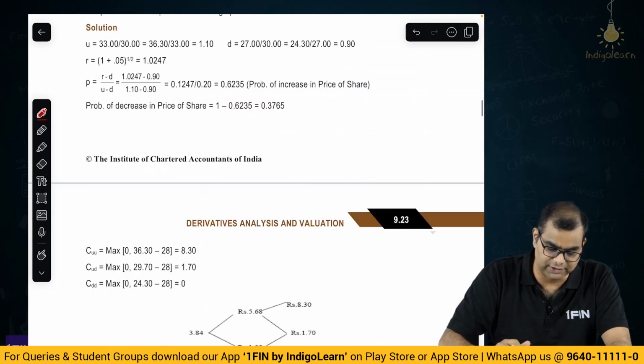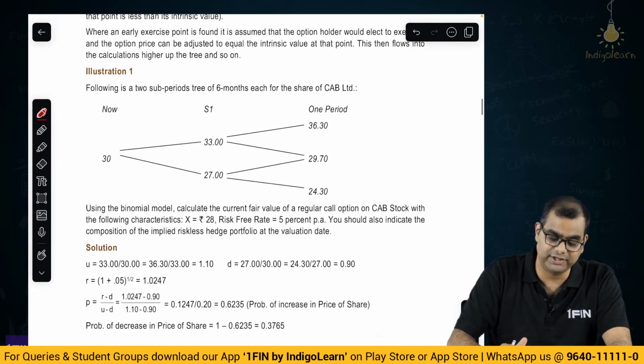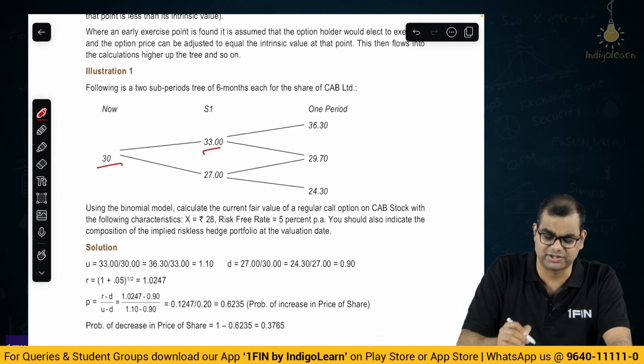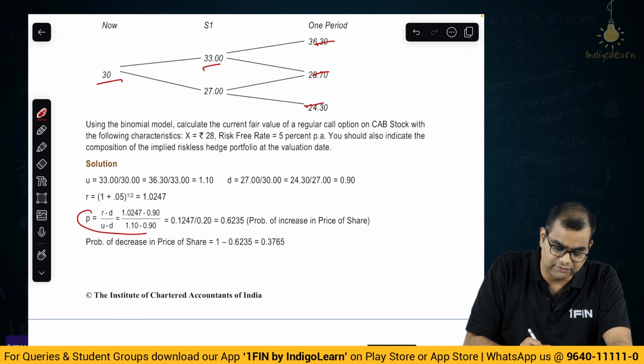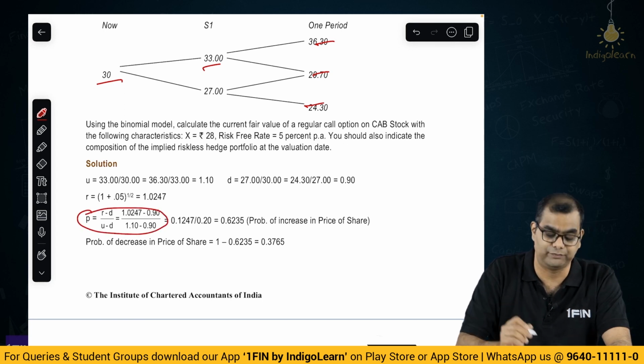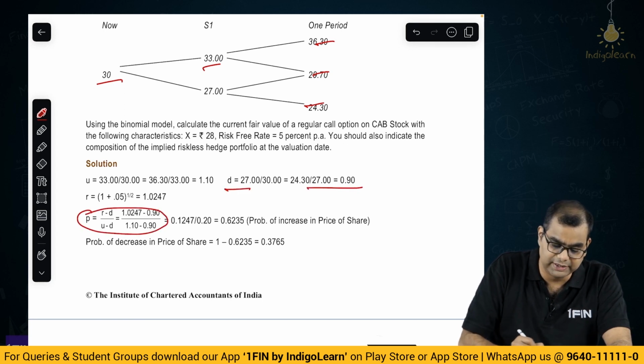Now, let us come down further. In the binomial method, what have they done? They have given stock prices. This is Illustration 1. These are various stock prices. From the stock prices, they have computed the value of P. They have computed U, D, then what is R, and they have computed P.